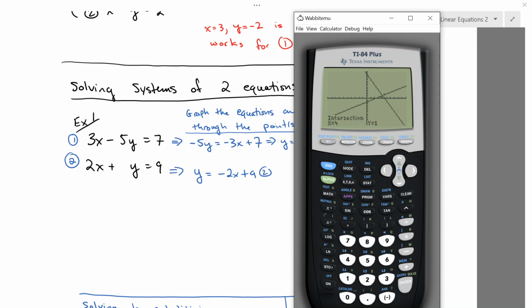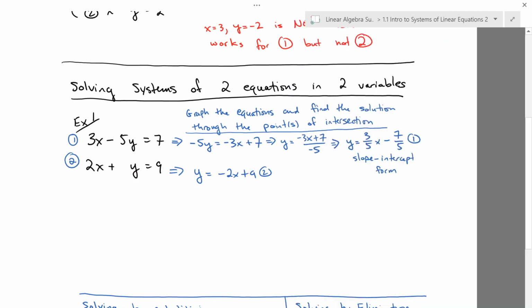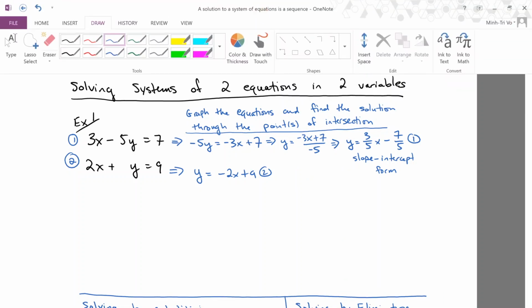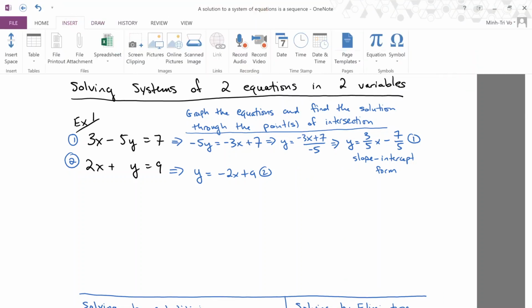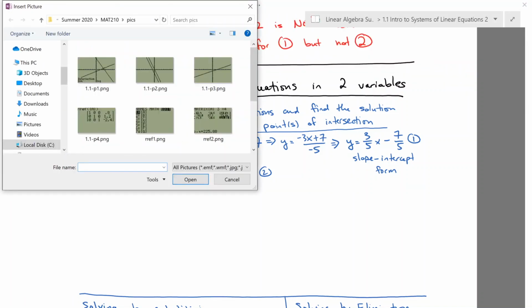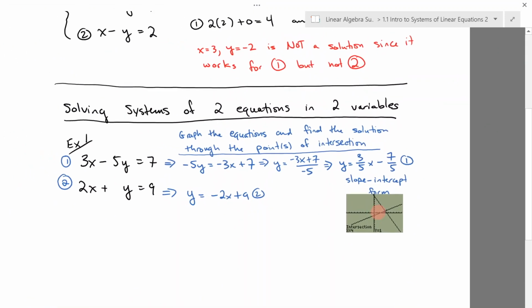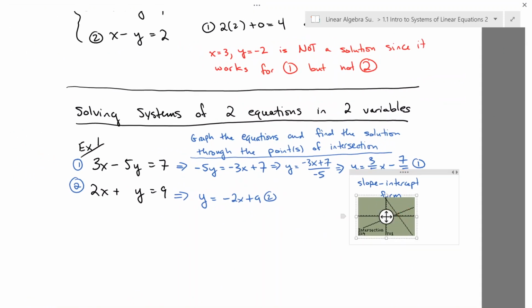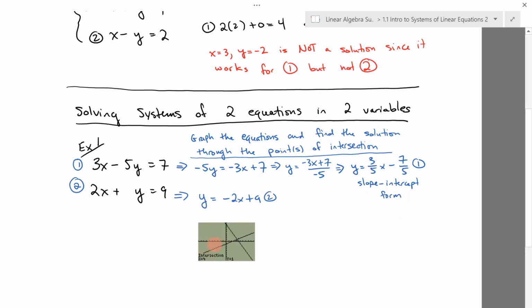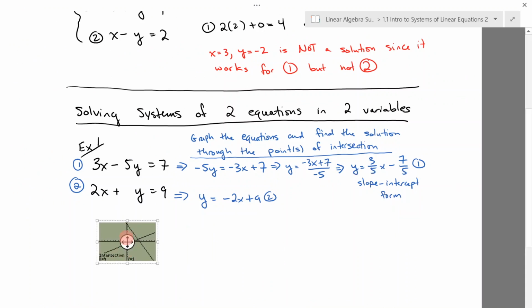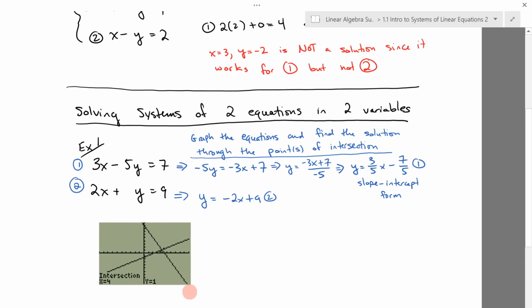So I've already done this calculation previously, so I have a screenshot of that saved. So let me just put it into this worksheet. Okay, so this was the graph. Whoops. Let me move it over here and make it a little bit bigger.